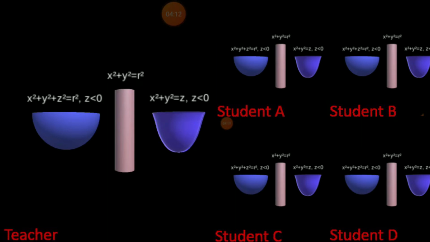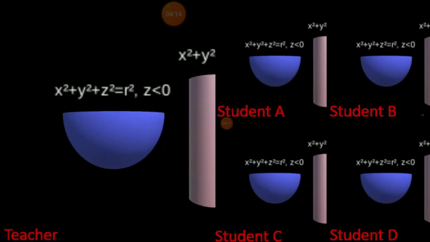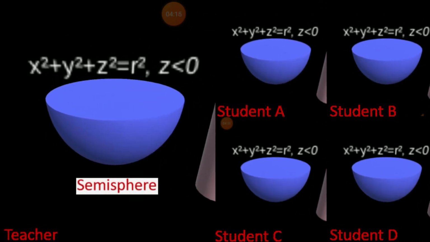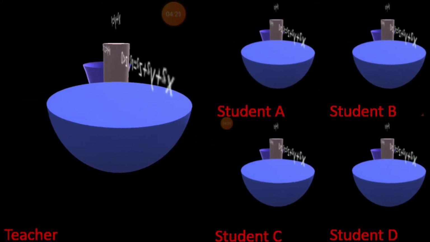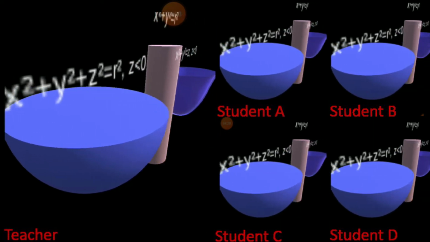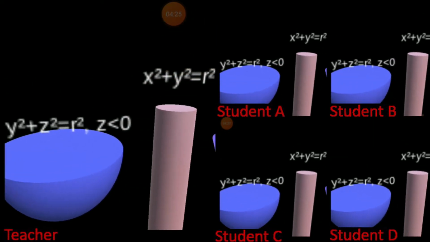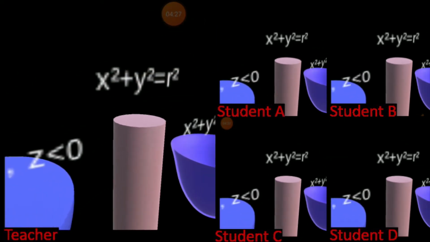Okay. And here we have 3D shapes. We have a hemisphere on the left. We have a cylinder in the center, and we have what's known as a paraboloid, which is a 3D version of a parabola on the right.